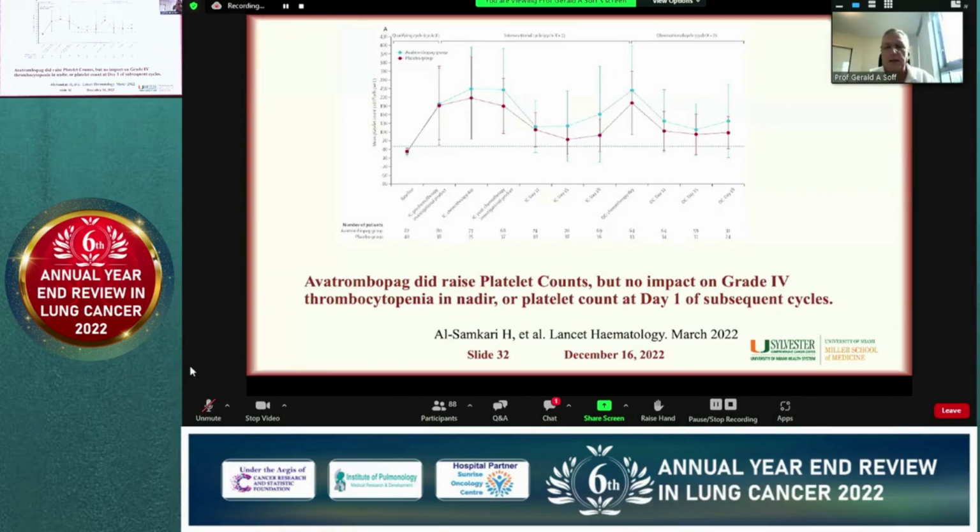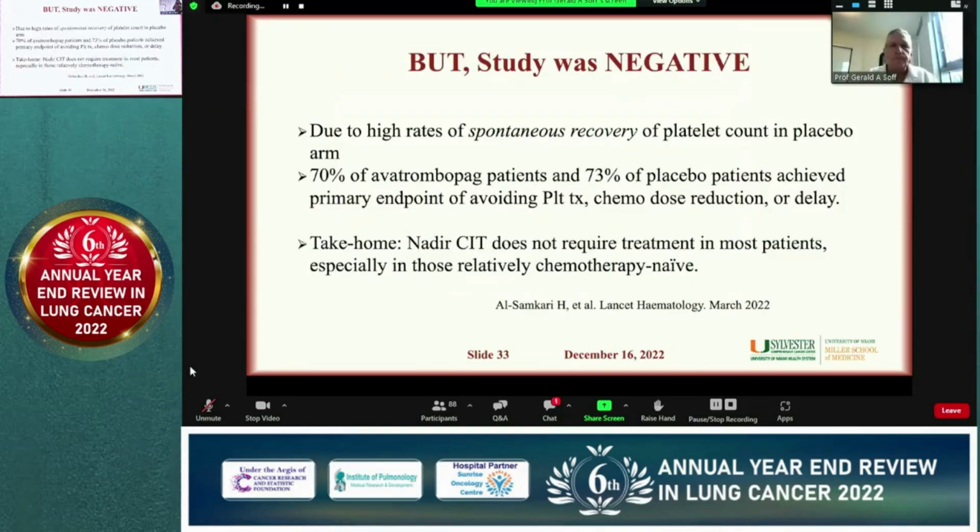So I can't really conclude that in a different population, with a different study design, avatrombopag or eltrombopag would not be effective. I can simply say that with the data available to us, we don't have evidence that they will be effective. And again, 70% of the avatrombopag and 73% of the placebo patients achieved the primary endpoint of avoiding platelet transfusion or chemotherapy dose reduction. So again, the placebo patients are doing so well, it's very hard to do better than that.